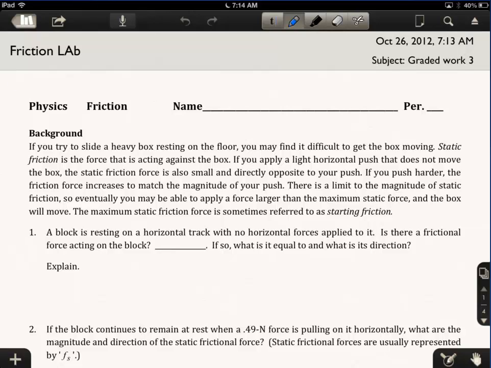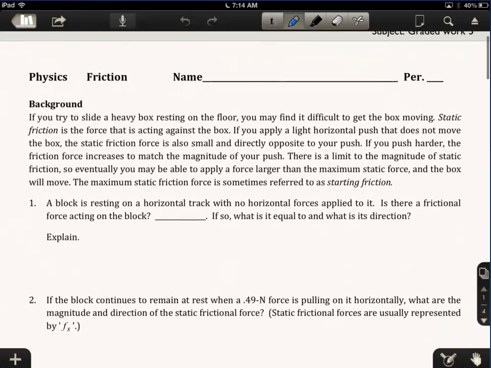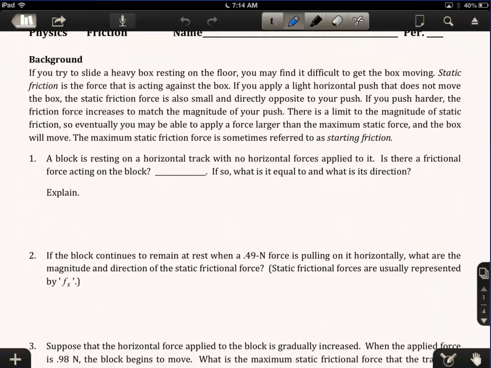Yesterday you guys did this lab, and I think you did a pretty good job on the front page. I talked to Jay, and static friction is the force you have to overcome to start an object moving, and kinetic friction is the force that you overcome to keep an object in motion. But friction always opposes motion or intended motion.